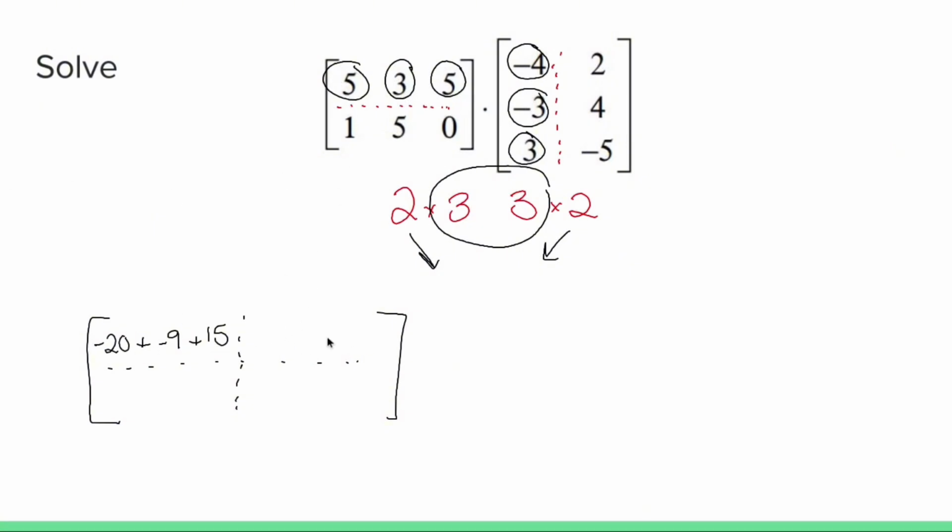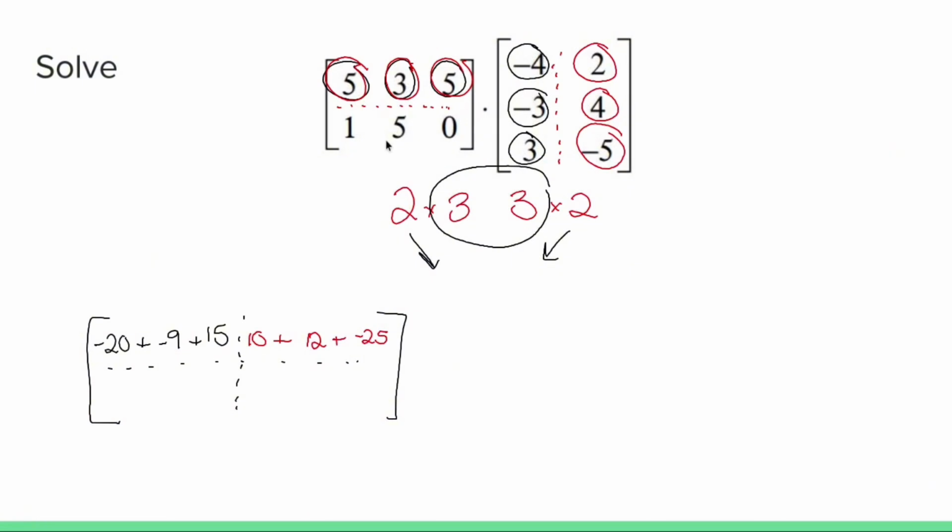Now let's do first row, second column. So we're going to focus on the same 5, 3, 5, but now we're going to also focus on 2, 4, negative 5 because that's the second column. So first element, 5 times first element, 2 is 10, plus. Second element, 3 times second element, 4 is 12, plus. Third element, 5 times third element, negative 5 is negative 25. Okay, first row complete. On to the second row, first column.